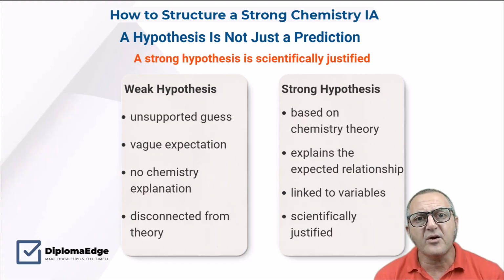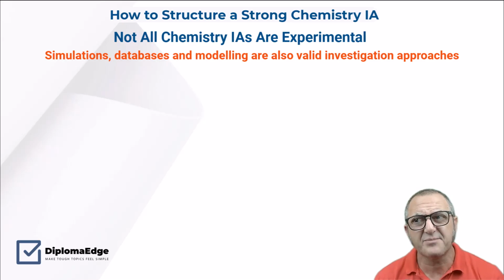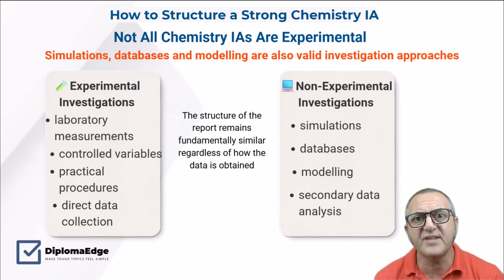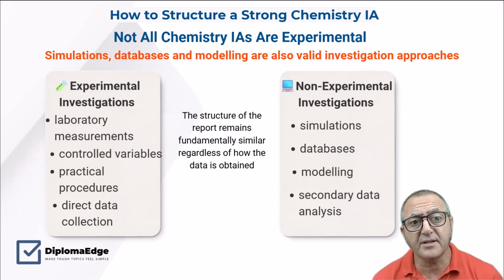And here we are going to stop for a second just to reflect on one fact, which is that not all chemistry internal assessments need to be experimental, especially since COVID, where students didn't have access to chemistry labs. The IB gave you a little bit more room for investigations that are based on different types of data. Sometimes the data is coming from simulations, sometimes from databases, or sometimes from modeling. So these investigations are also appropriate. There are non-experimental investigations, and we're going to talk extensively about them in another video.